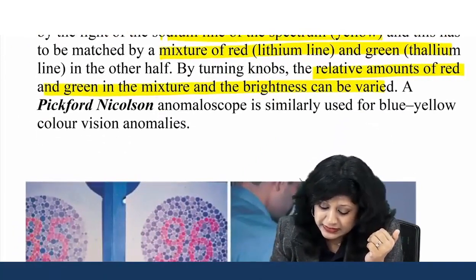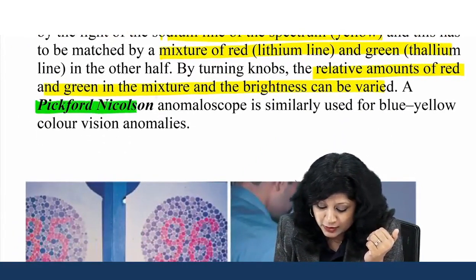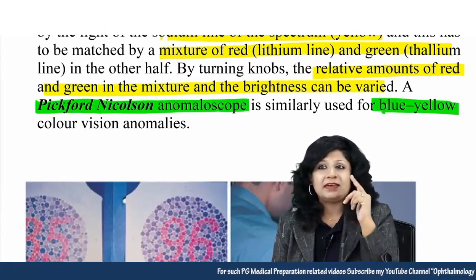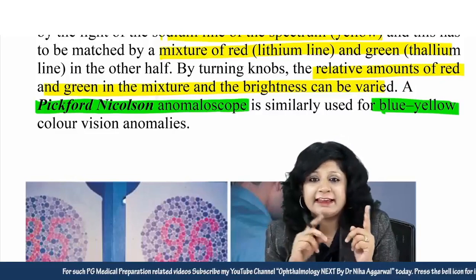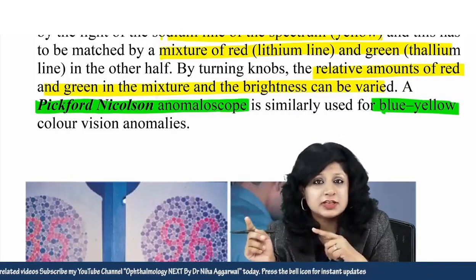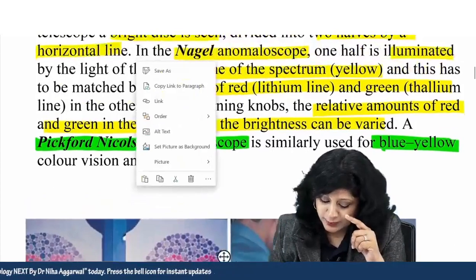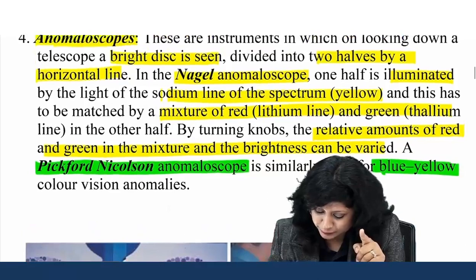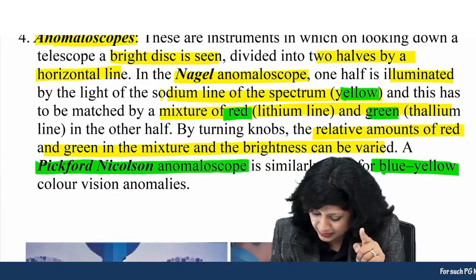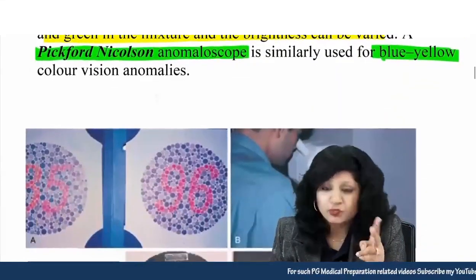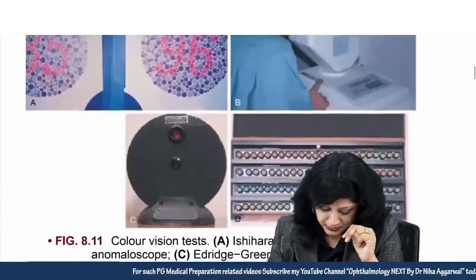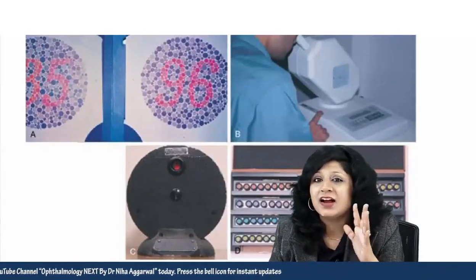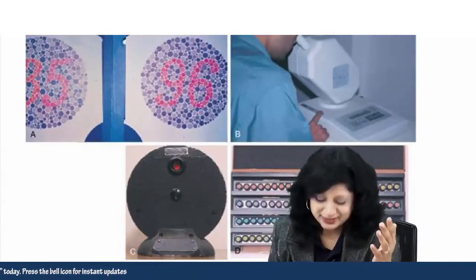Then we have another anomaloscope, the Pickford-Nicholson anomaloscope. This is for blue-yellow. So you can remember the names of the anomaloscopes: Nagel's anomaloscope is for red, green, yellow, and the Pickford-Nicholson is for blue and yellow. You can remember this and look at these figures. They are ultra to the power 100 important.